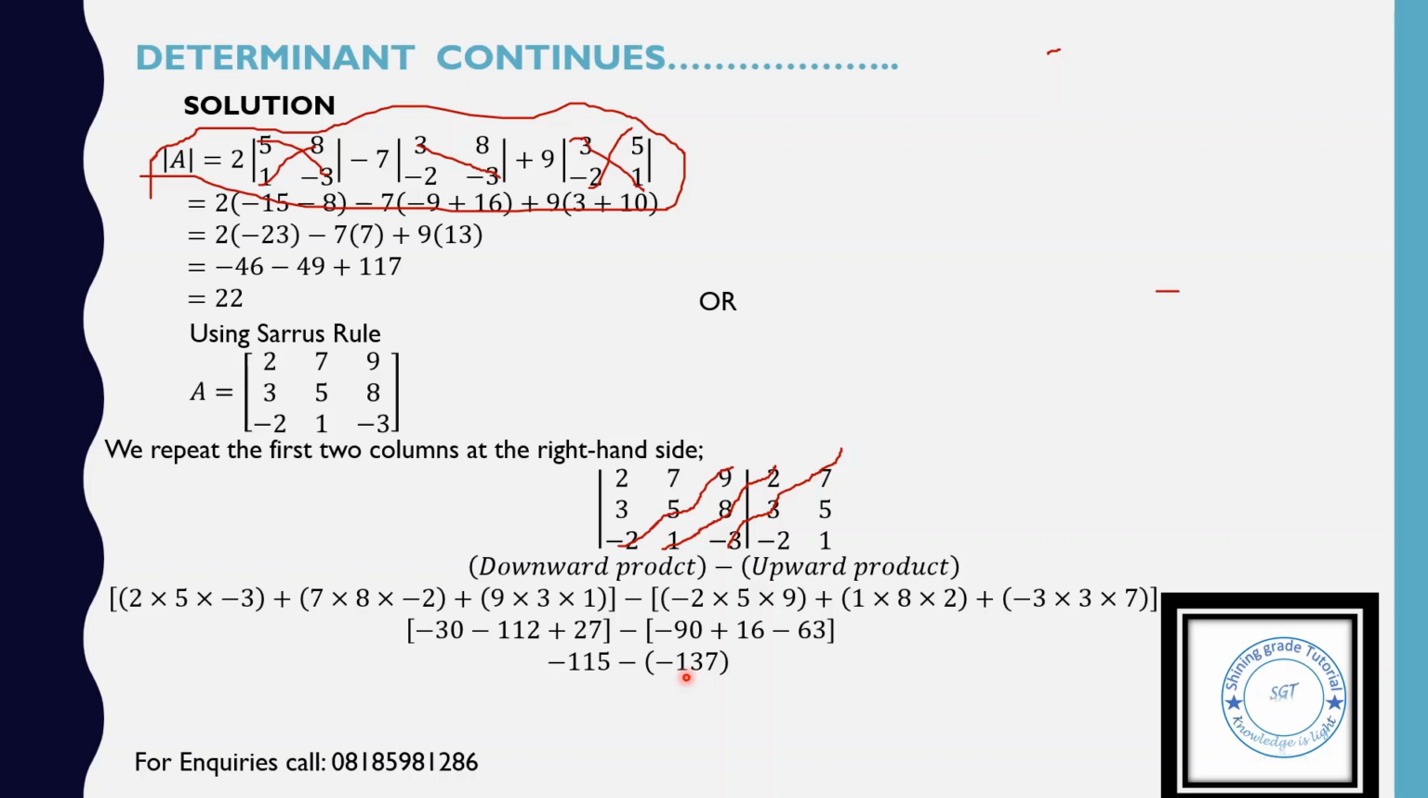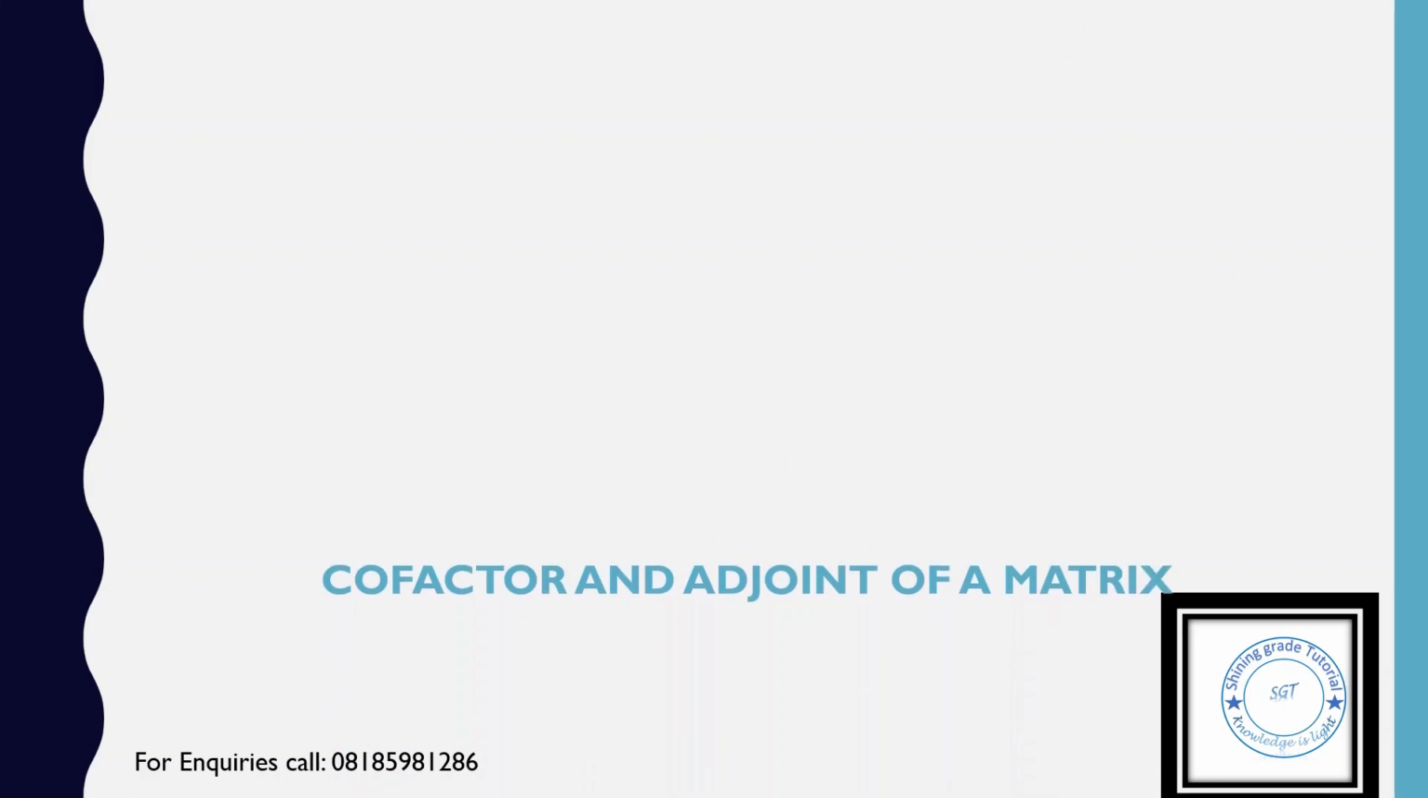And then we can have our final answer. Here we have minus 115, which is the sum of all downward products. So minus and minus will be plus the sum of all upward products. We can then sum, and that will give us 22 as our final answer. I think that is very easy. That is what the rule of Sarrus is. It's very easy and faster in getting it done, if you can understand that.